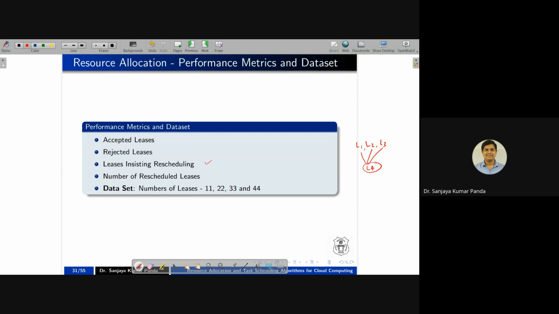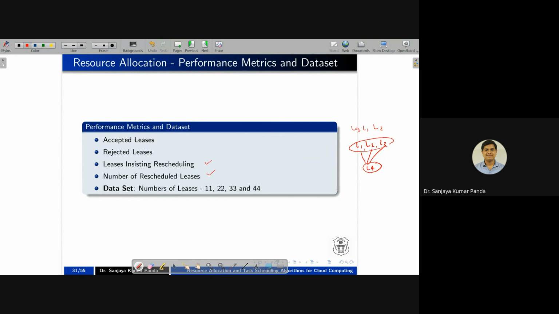How many leases are insisting other leases be rescheduled? That count you have to do. And if these leases are rescheduled into L3, L1, L2 order or some other order, that will come under the number of rescheduled leases. Okay, leases insisting rescheduling and the number of rescheduled leases, right?